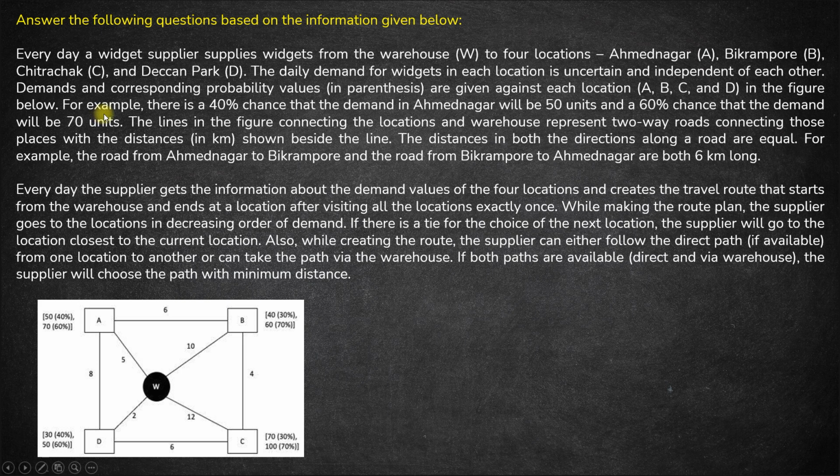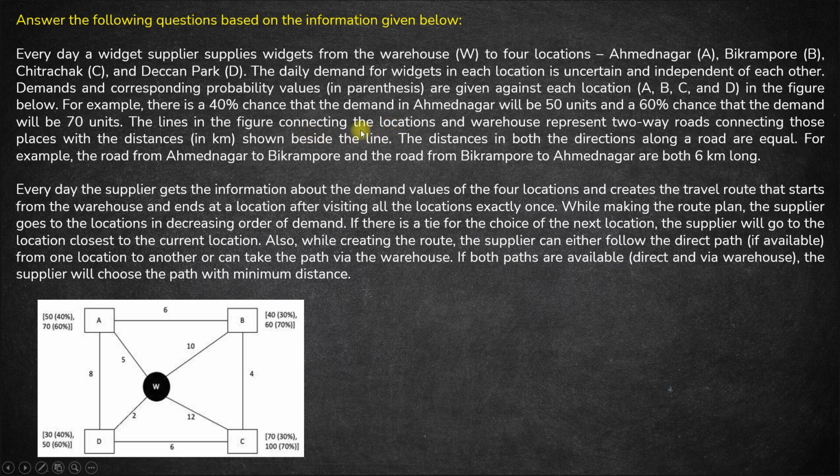The demands and the corresponding probability values are given in this diagram. The example is that at A there is a 40% chance that the demand is of 50 widgets and there is a 60% chance that the demand is of 70 widgets. So there are only two possibilities for each of these 4 locations and the probability for each of the two demands is given.